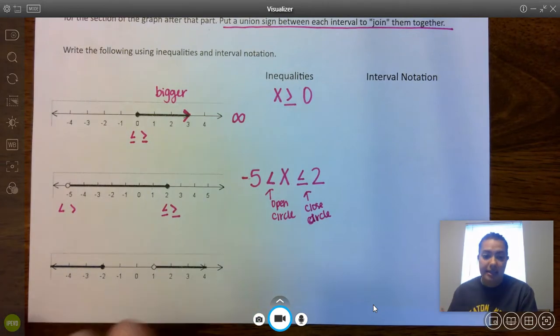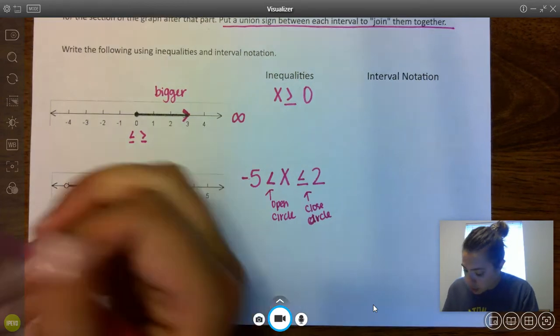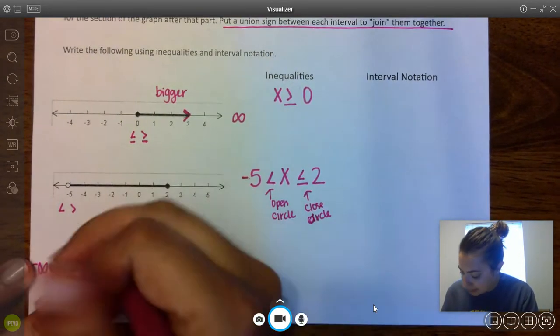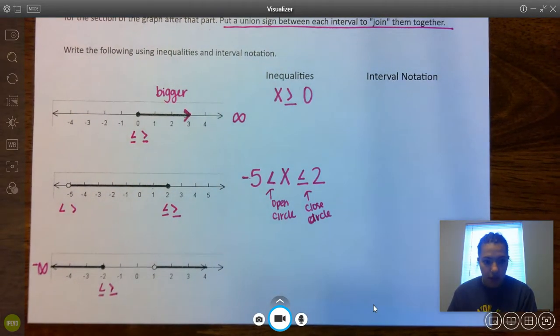Now, this last one is a little different because if you take a look, they're not combined. It is two separate functions. One is coming from the left and stops at -2. So this is coming from negative infinity over here. Okay. And then it stops at -2. There is a closed circle, so less than or equal to or greater than or equal to.